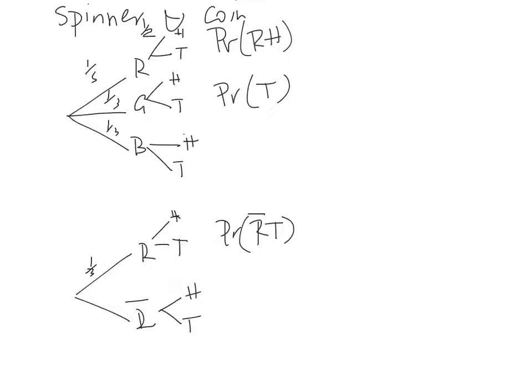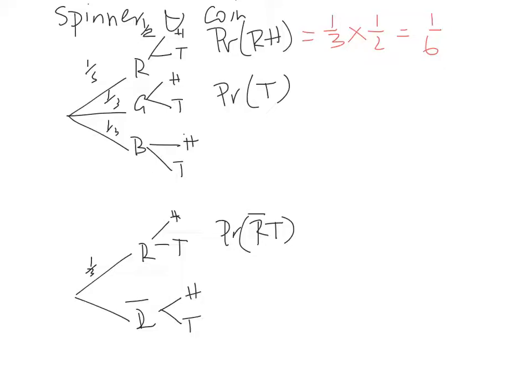So now, if we want to calculate probabilities of certain things happening, we've got a couple of ways we can go about doing different things. So let's say we want red and heads. We've got to go through here, red, and then heads. So to do that, what we do is we multiply these numbers here. So we end up with 1 over 3, that's what it is for reds, times 1 over 2, because that's what it is for heads, and we end up with 1 over 6.